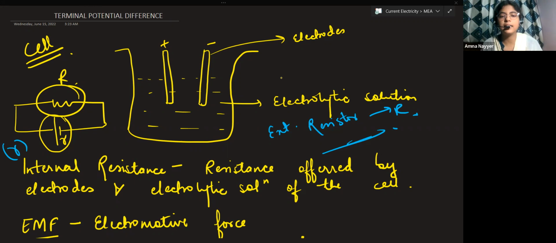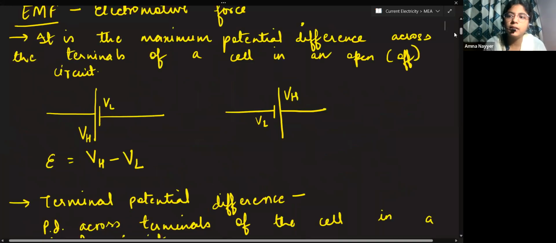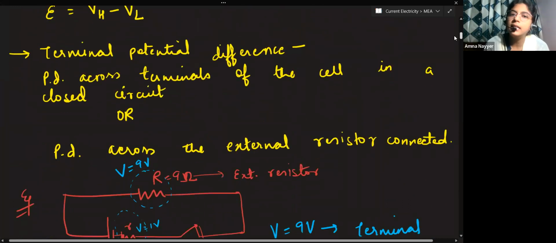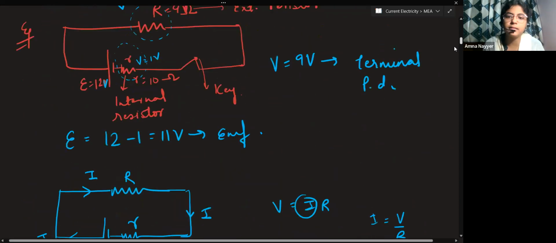So in the last class, we had started with terminal potential difference, EMF, and internal resistance. Internal resistance was basically the resistance offered by the electrodes and the electrolytic solution. EMF was the maximum potential difference across the terminals of a cell in an open circuit. Terminal potential difference is the potential difference across the terminals of the cell in a closed circuit. So it's the potential difference across the external resistor that is connected.